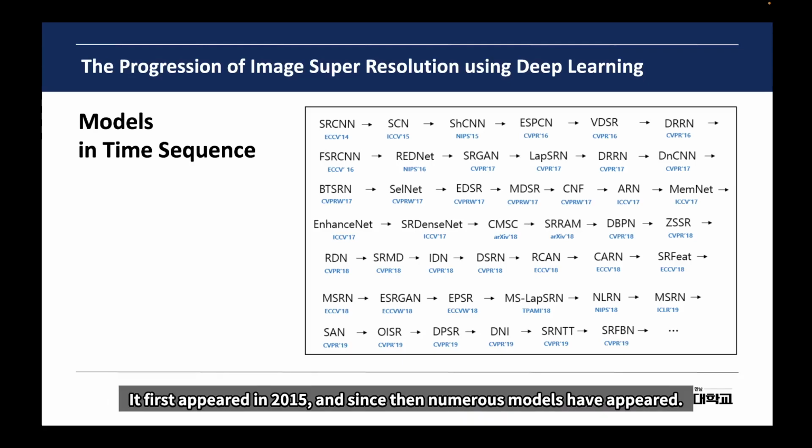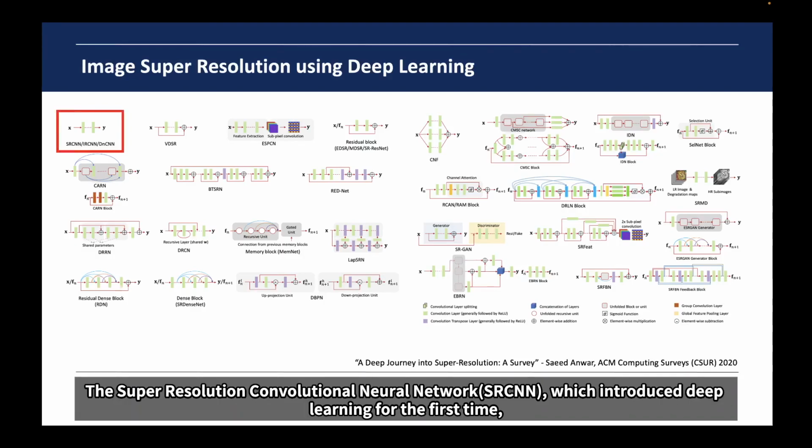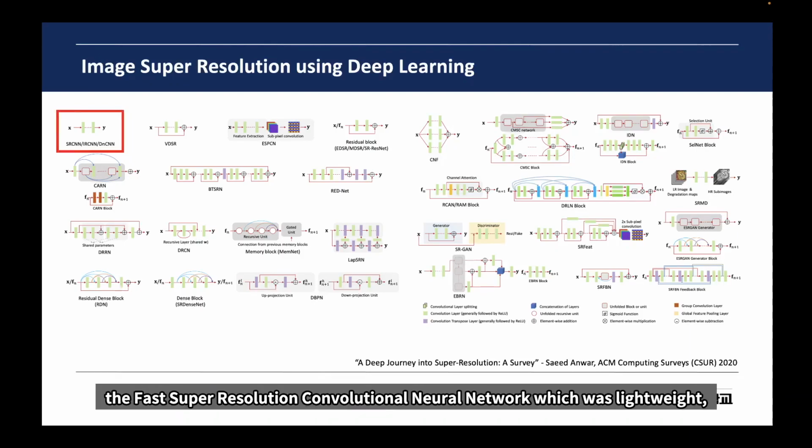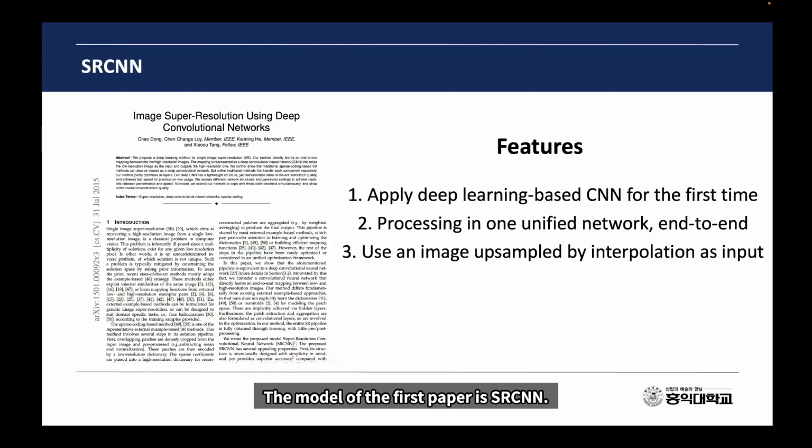It first appeared in 2015, and since then numerous models have appeared. Among these numerous models, I implemented 3 models. The Super Resolution Convolutional Neural Network, which introduced deep learning for the first time, the Fast Super Resolution Convolutional Neural Network, which was lightweight, and finally, the Enhanced Deep Residual Network using residual learning. The model of the first paper is SRCNN.